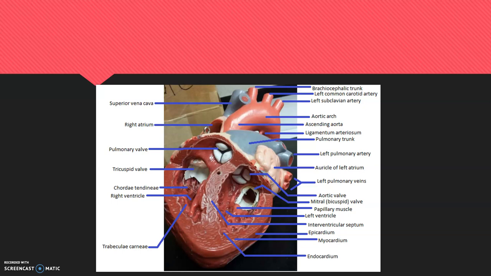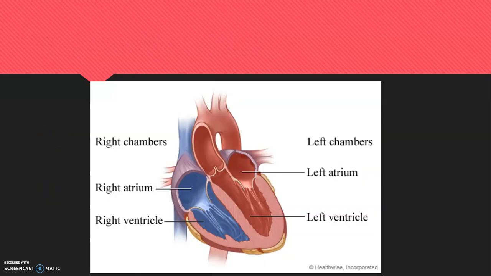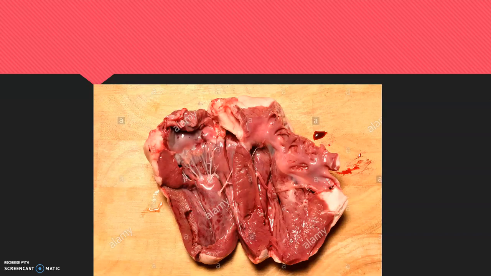So now we're going to start learning about the parts of the heart. There are 4 cavities divided into the right and left chambers of a heart. The right and left side is separated by a structure called the septum, and we have 2 atria and 2 ventricles. So you have right atrium, right ventricle, left atrium, left ventricle. And this is just showing you the internal of a heart.